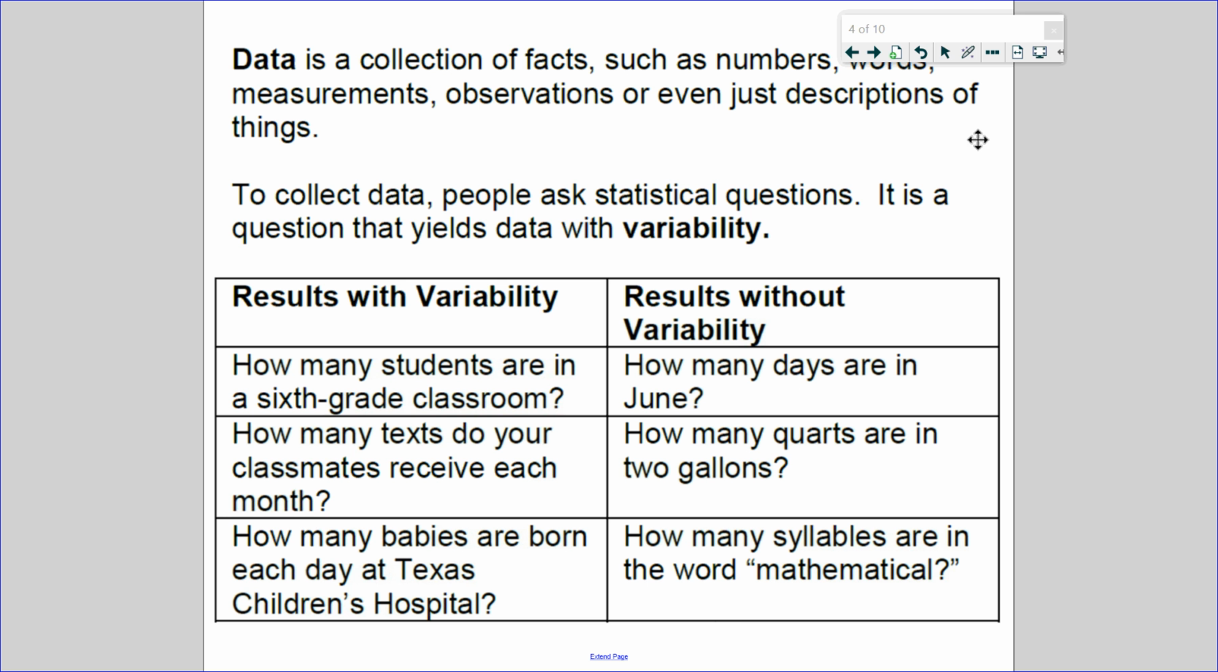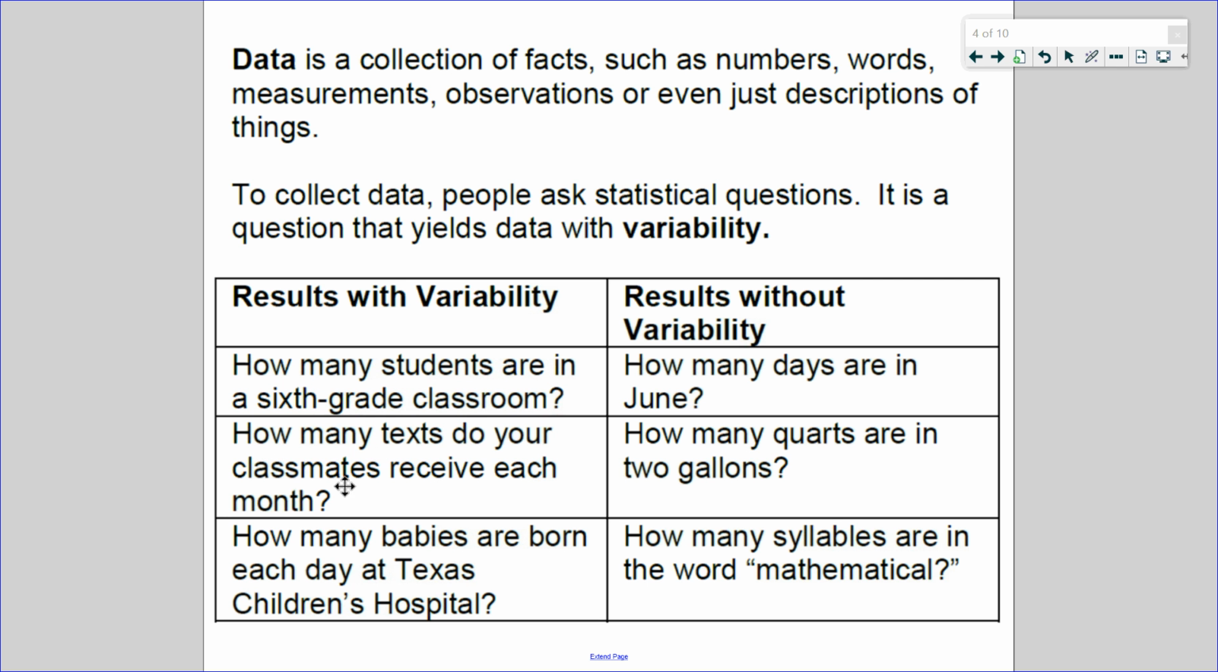So data is a collection of facts such as numbers, words, measurements, observations, or even just descriptions of things. To collect data, people ask statistical questions. It is a question that yields data with variability. So, results with variability.